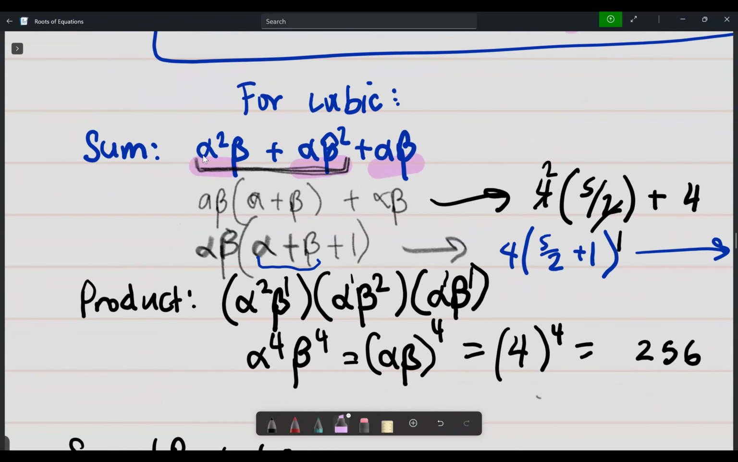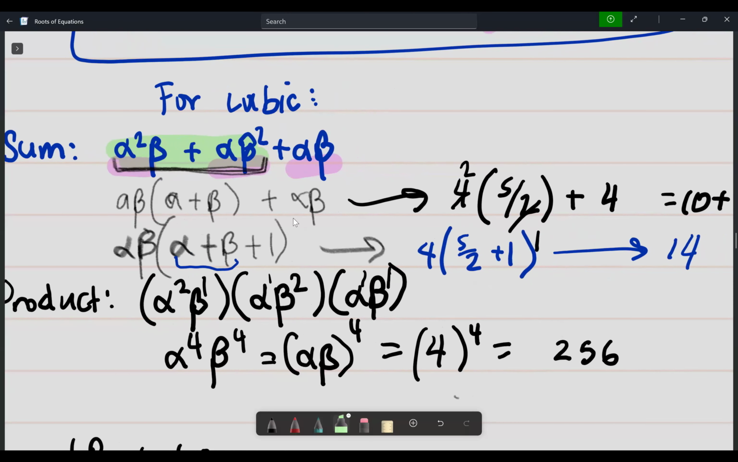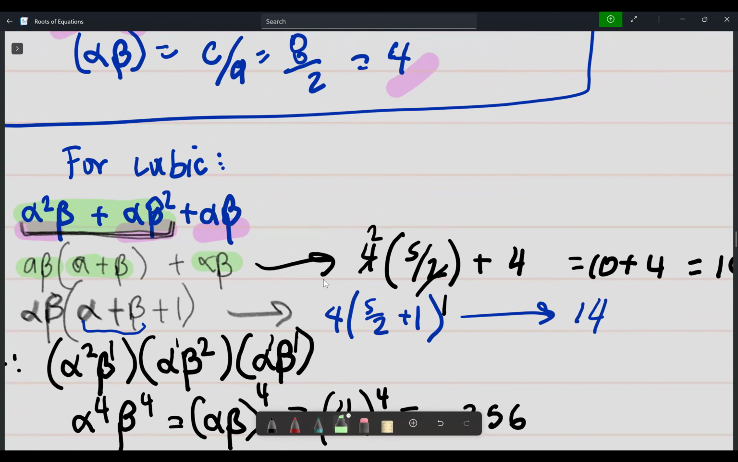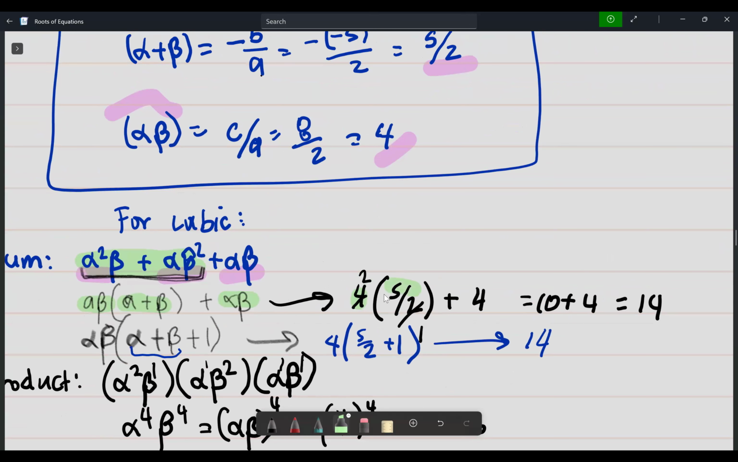So the first thing we do is realize that we're going to factor out alpha times beta. We're going to get alpha times beta multiplied by alpha plus beta. Okay, so alpha beta is on the outside, alpha plus beta is on the inside, and then we add alpha beta again. So this becomes alpha times beta is 4, alpha plus beta is 5 over 2.